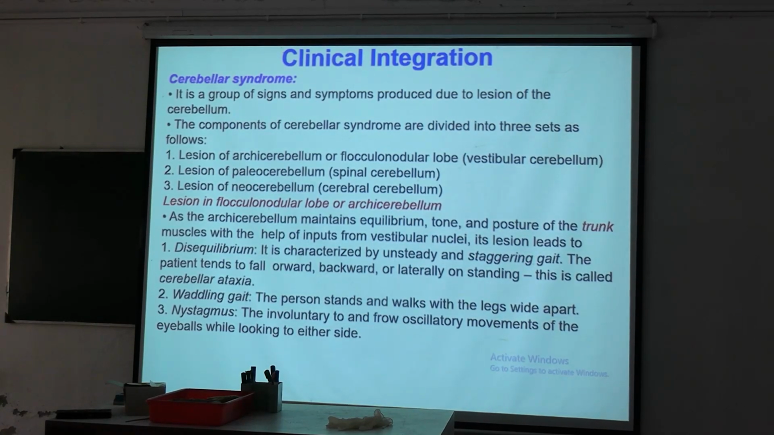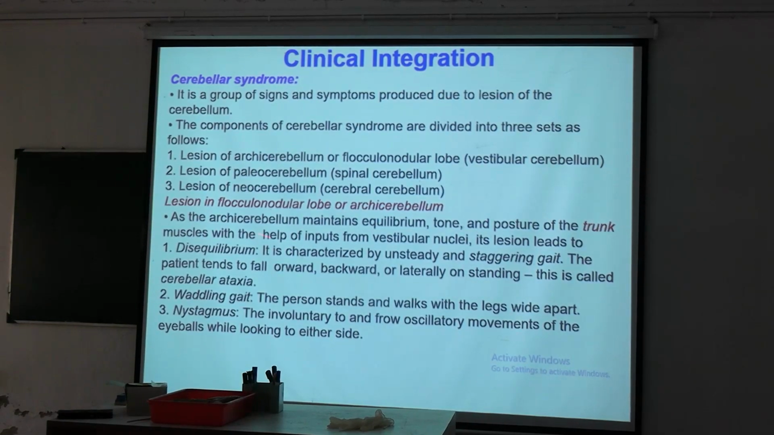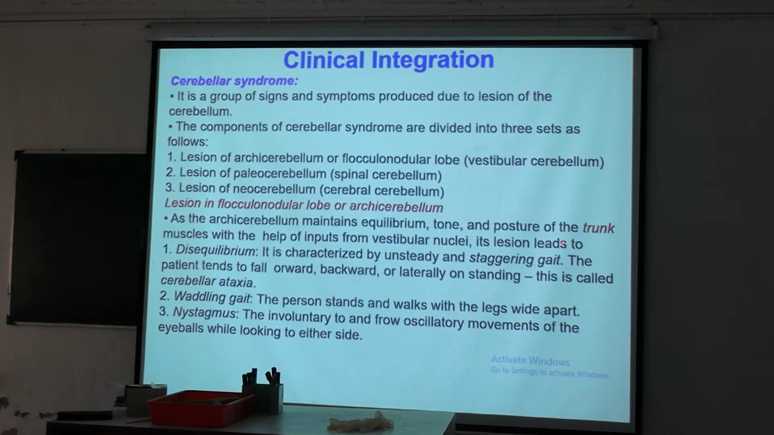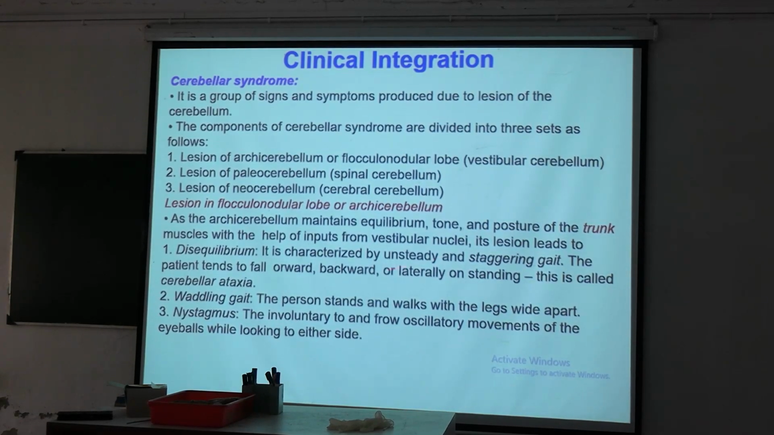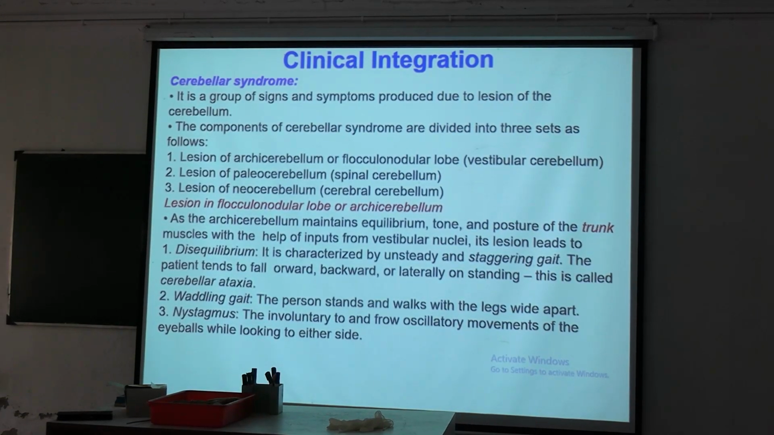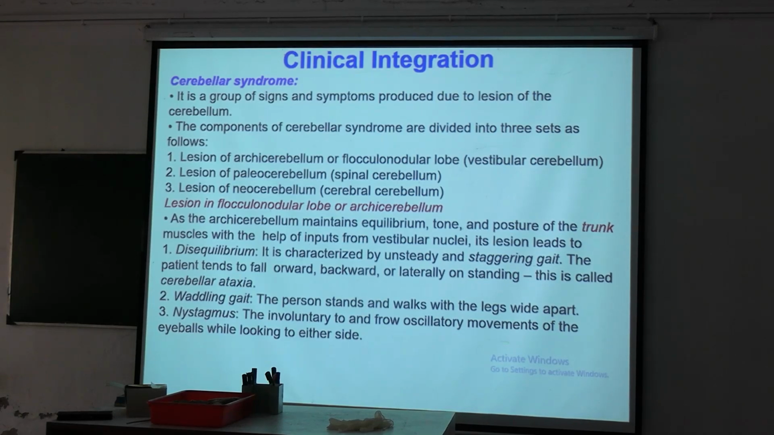As the archicerebellum maintains equilibrium, tone and posture of the trunk muscles with the help of inputs from vestibular nuclei, its lesions lead to disequilibrium, characterized by unsteady and staggering gait. The patient tends to fall forward, backward, or laterally on standing, and it is called cerebellar ataxia.